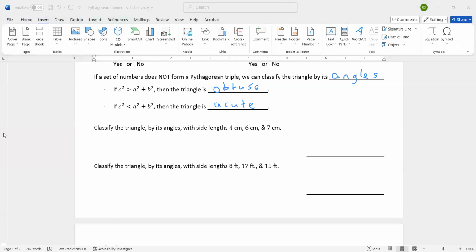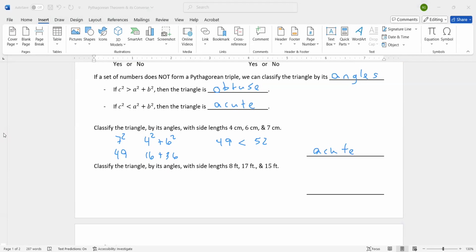All right, so classify the triangle by its angles with side lengths 4, 6, and 7. 7's got to be the biggest side. I'm going to do 7 squared first, now you're taking my own advice here. I'm going to put that one by itself, the largest side first, and then the other two over here. So 49. 4 squared is 16. 6 squared is 36. So I get 49 and 52. So c squared is smaller. If c squared is smaller, it's an acute triangle.